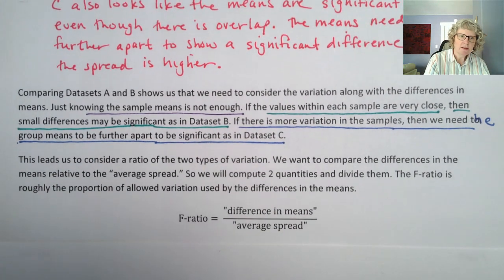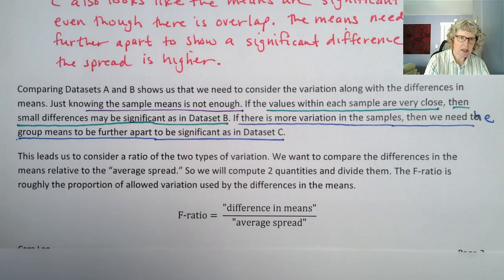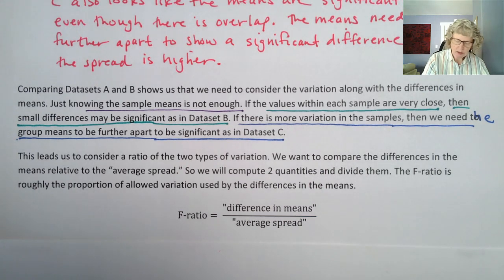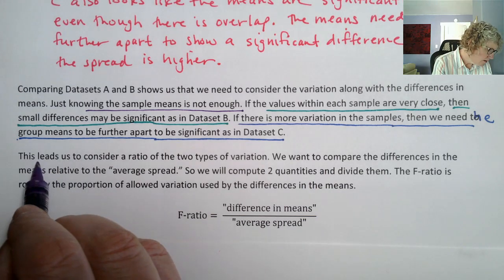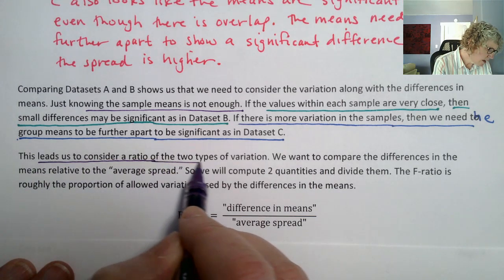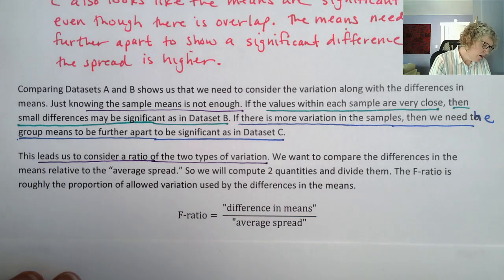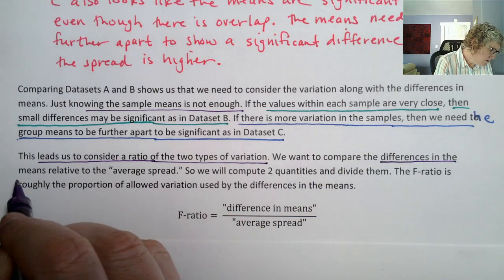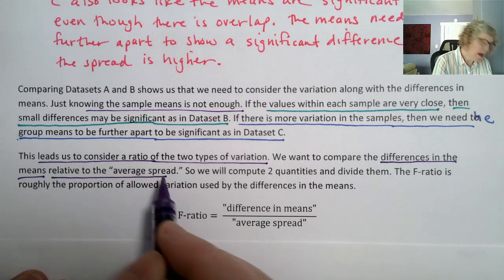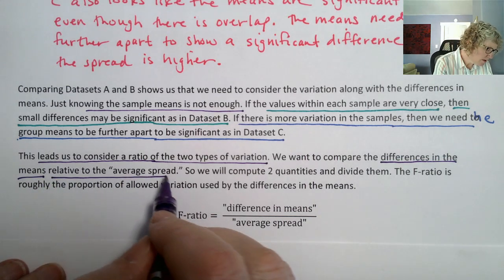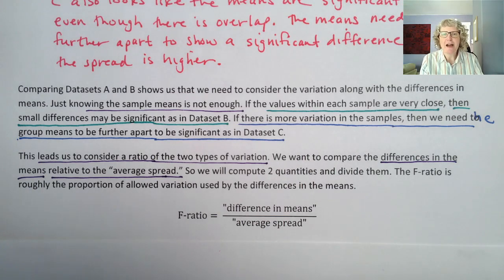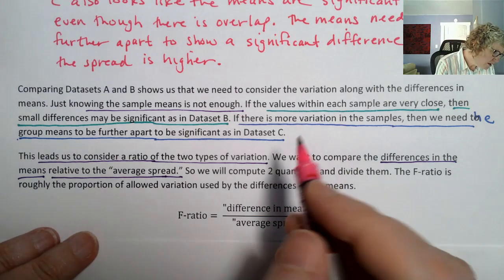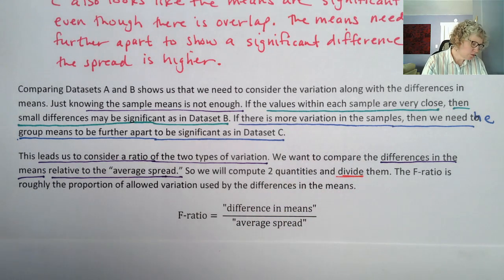And so this leads us to considering two things, okay? And we're going to do a ratio of two things. This leads us to consider a ratio of the two types of variation. We want to compare the differences in the means relative to the "average spread." And I have that in quotes because it's sort of a measure of the average spread, okay? So we're going to compute two quantities and divide them. So we use division for a ratio. And so we can call it the F ratio, the F statistic or F ratio.